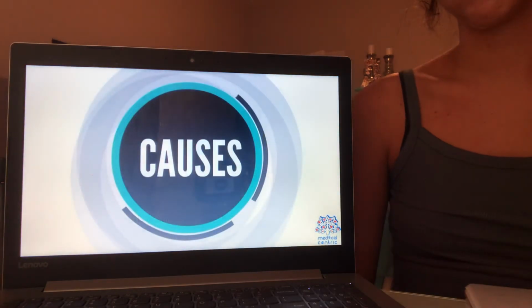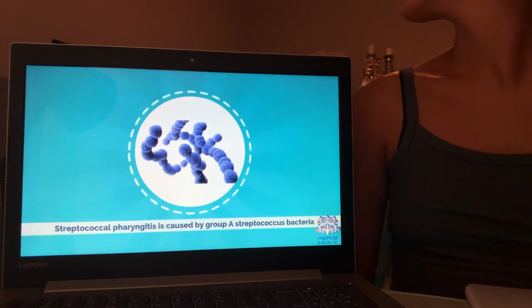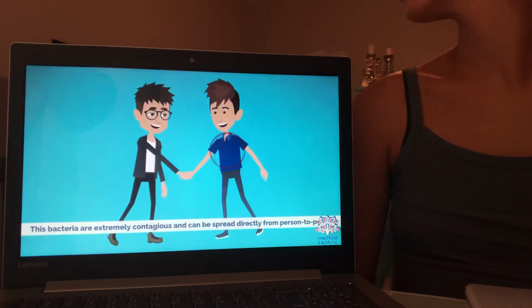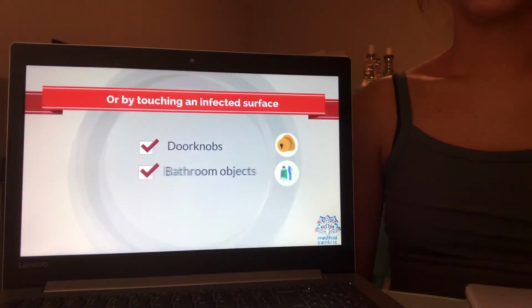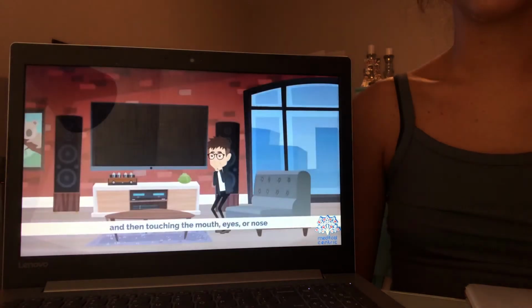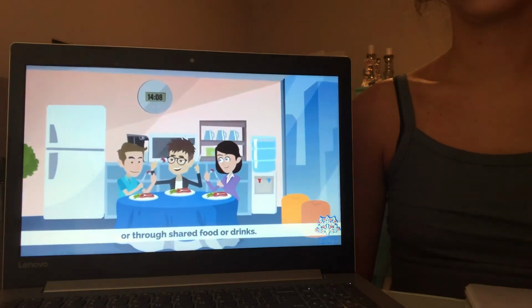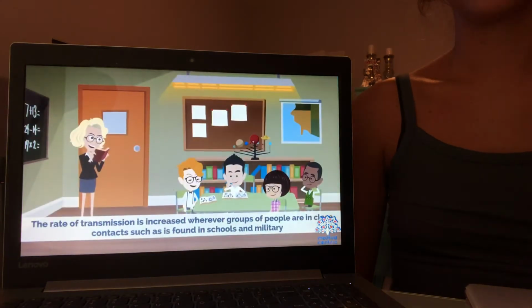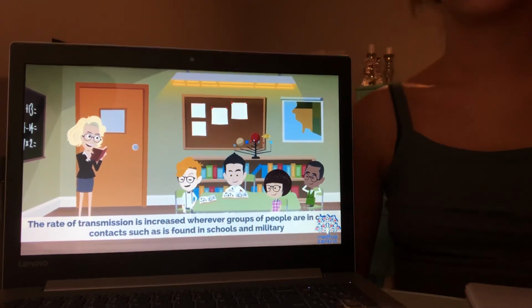Causes. Streptococcal pharyngitis is caused by Group A Streptococcus bacteria. This bacteria is extremely contagious and can be spread directly from person to person or by touching an infected surface, such as doorknobs, bathroom objects, utensils, and then touching the mouth, eyes, or nose. They can spread through airborne droplets when an infected individual coughs or sneezes, or through shared food or drinks. The rate of transmission is increased whenever groups of people are in close contact, such as in schools and military.